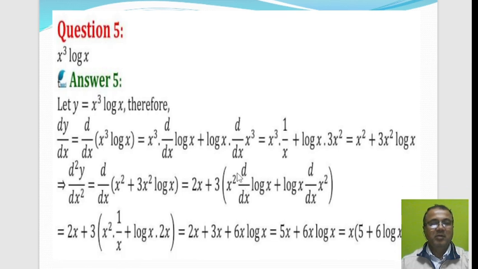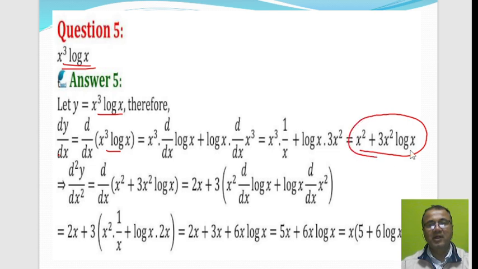So there is one more problem I have taken here, y equal to x cube into log x. You have to find the second derivative. First of all you try to find the first derivative. We can find its first derivative, right? What first derivative did we get? We got x square plus 3x square log x.